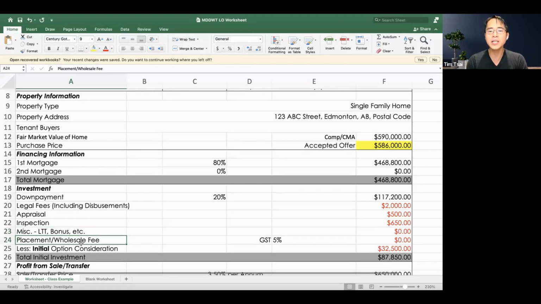And then placement and wholesale fee. Right now, we're strictly discussing the fact that we have the qualification, meaning the down payment and the mortgage ability, okay, to take on this deal. So that's why those two lines as of now are 0, and also just to stay consistent with what we've covered so far. And then, as discussed, the tenant buyer's initial option consideration comes in at $32,500. So the initial investment is $87,850. So everything else is as we've gone through so far, okay?